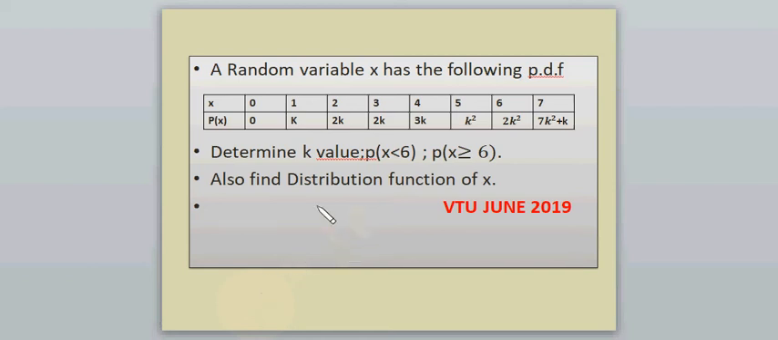In this example, the probability function p of x is given. The random variable x takes values 0 to 7, and the corresponding probability values are given as 0, k, 2k, 2k, 3k, k square, 2k square, 7k square plus k. The first question is to determine the unknown value k.